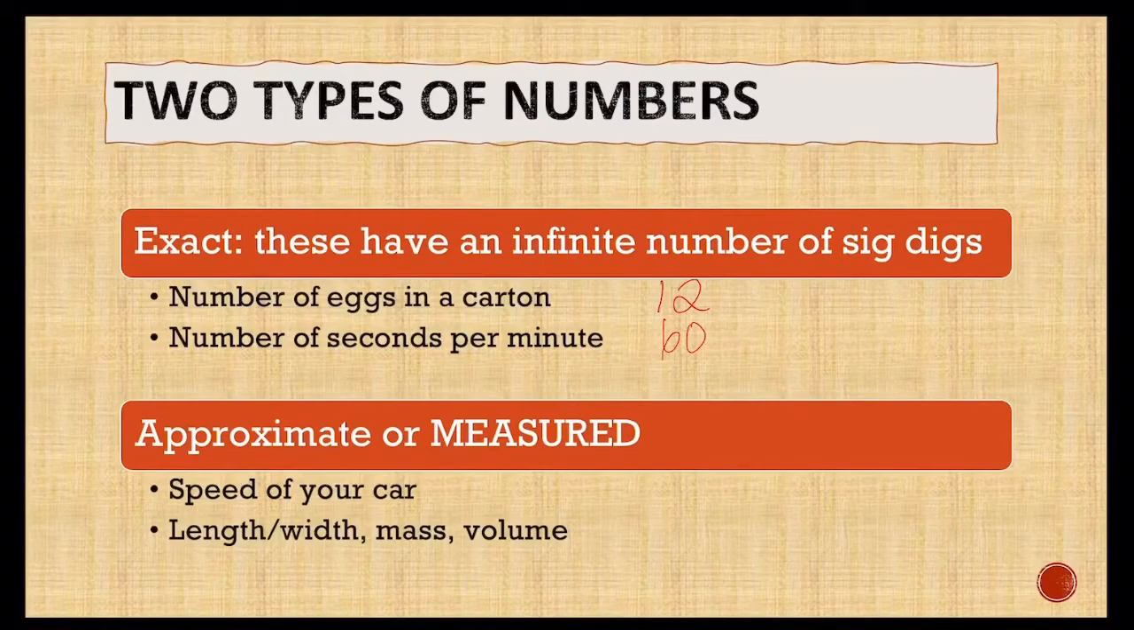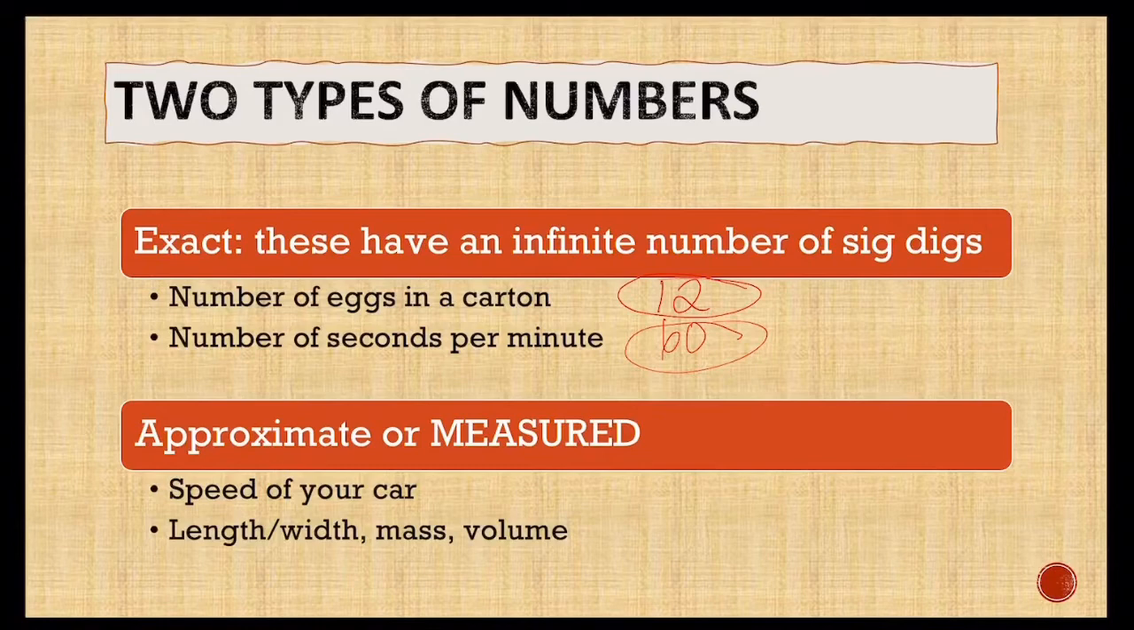So there are two types of numbers, exact and approximate or measured. For exact numbers, some examples are if you are buying a dozen eggs at the grocery store, you're going to buy exactly 12 eggs, not 12 and a half eggs or 12.2 eggs, but exactly 12 eggs. If you're looking at the number of seconds in 1 minute, it's exactly 60 seconds, not 60.32 seconds per minute, but exactly 60.